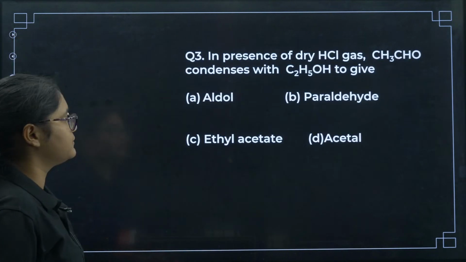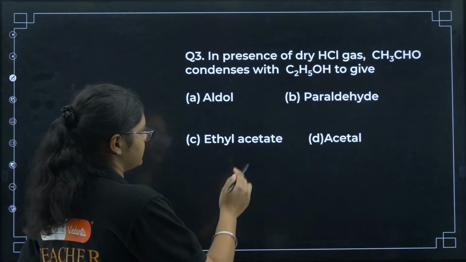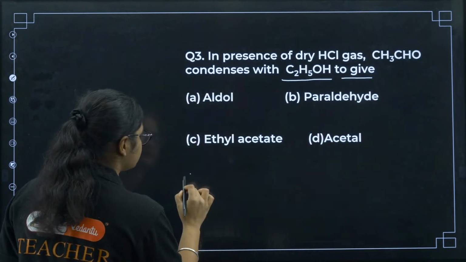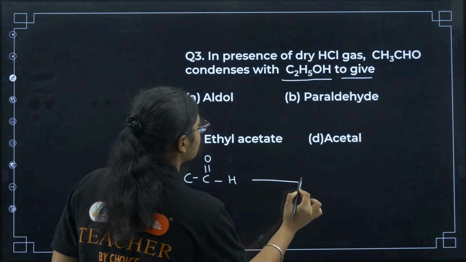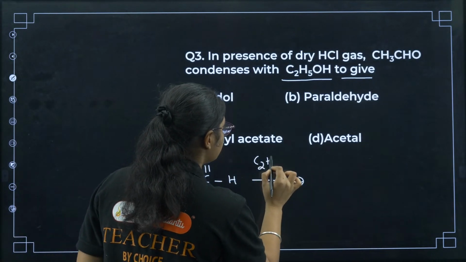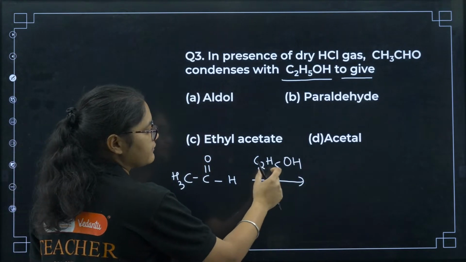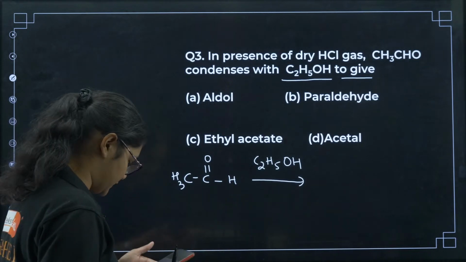Next, moving to question number 3. In the presence of dry HCl gas, CH3CHO condenses with C2H5OH to give what? So you have CH3CHO, and this one is reacting with C2H5OH. So what is the product in this case?